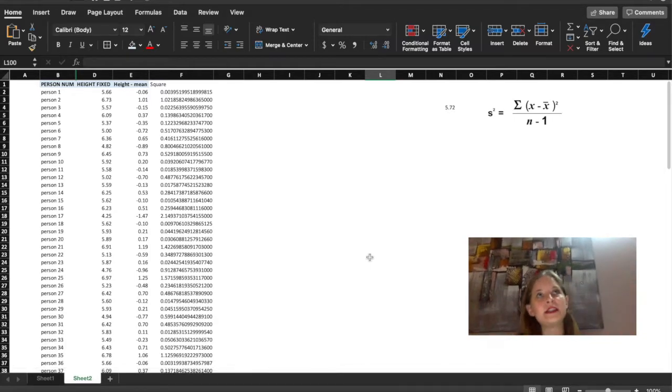The variance is just a measure of the variability within the data, and the standard deviation is the square root of that. And we'll be using it to describe our normal distribution.